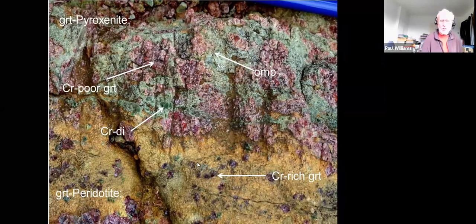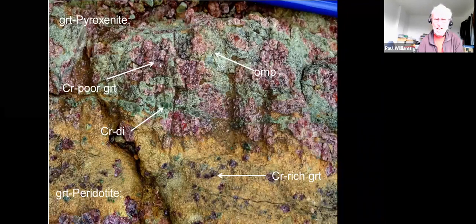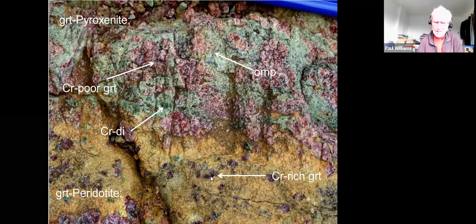When we look at the chemistry of the garnets particularly, they're quite fascinating, because these slightly pinkish coloured garnets up here are relatively poor in chromium, whereas these garnets here in the peridotite, these nice purpley garnets, these are pyrope garnets, by the way, are this lovely deep colour and they are chromium rich. So something interesting going on here.